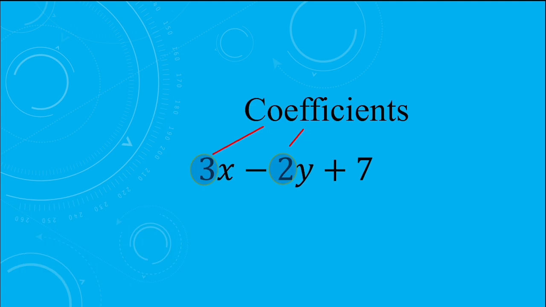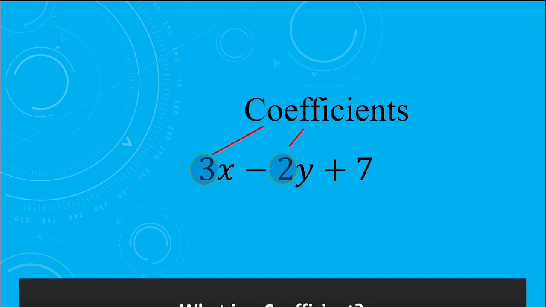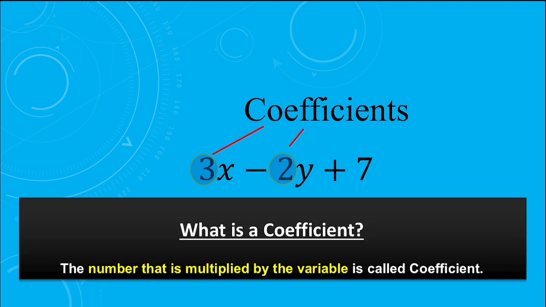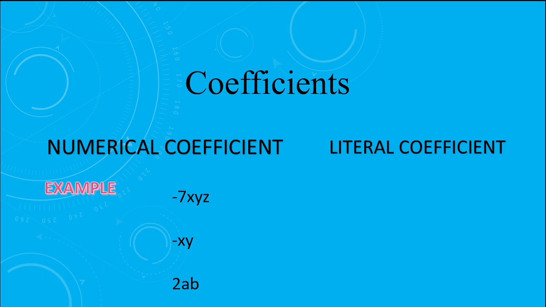Okay. Now coming to coefficient. Coefficient is very important. Then what is a coefficient? Coefficient means the number that is multiplied by the variable. Suppose the variable is x, and x is multiplied with a number, that is 7. So 7 is the coefficient of x. Okay. So here the coefficient of x is 3 and the coefficient of y is minus 2. And coefficients are of 2 types.